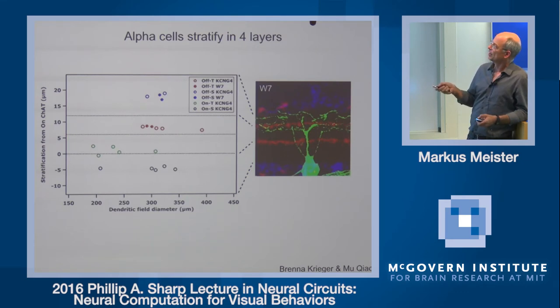But in addition, you can see that the transient neurons ramify closer to the middle of the inner plexiform layer, and the sustained neurons closer to the outside. So even though the four types are defined functionally, they are very clearly morphologically distinct once you look at where their dendrites ramify.